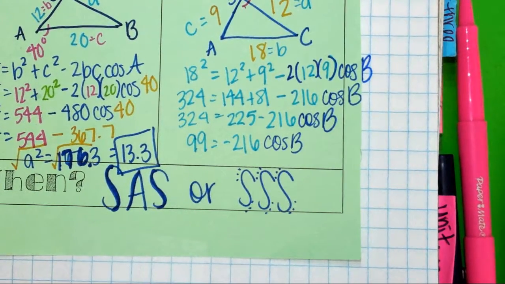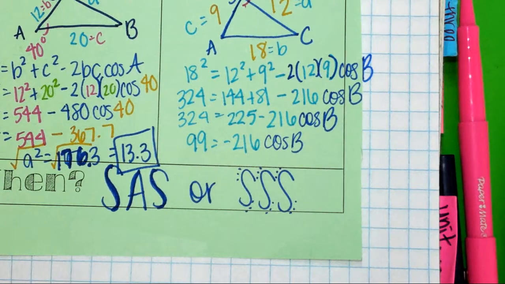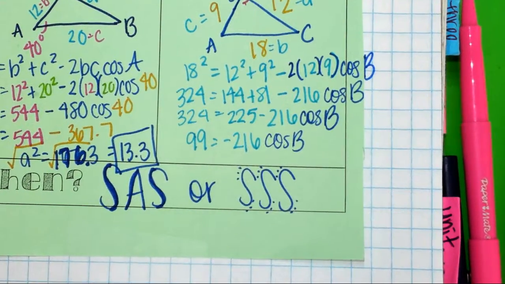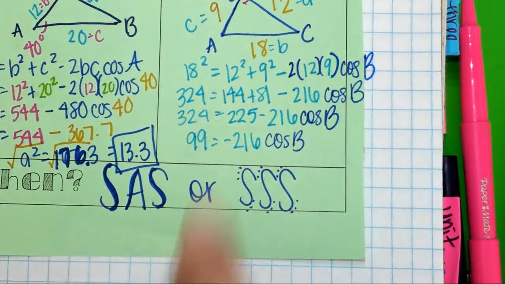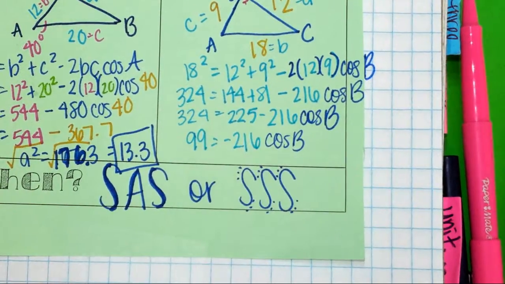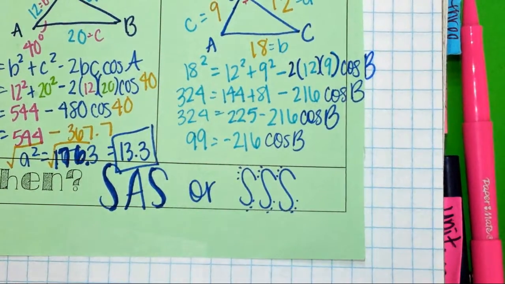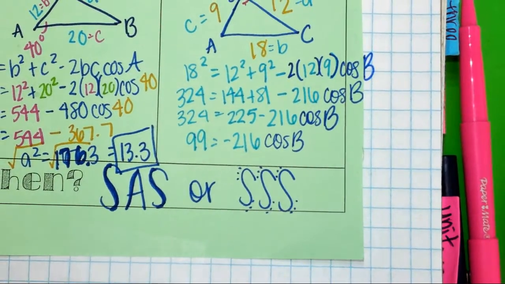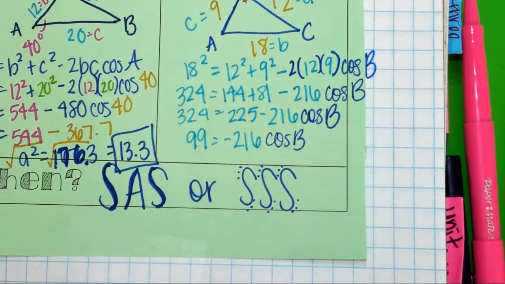Now what do I do? You will divide 99 by negative 216. And remember, don't drop your sign. That's a negative. And round to 4 decimal places. So do 99 divided by negative 216. I want to see 4 decimal places.